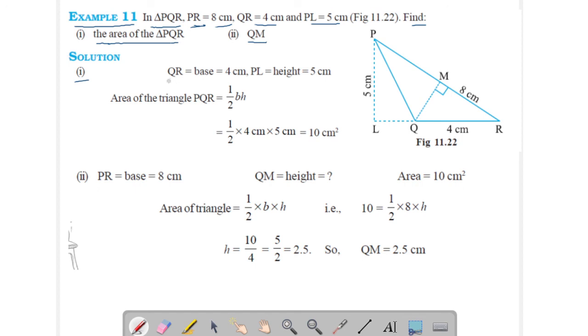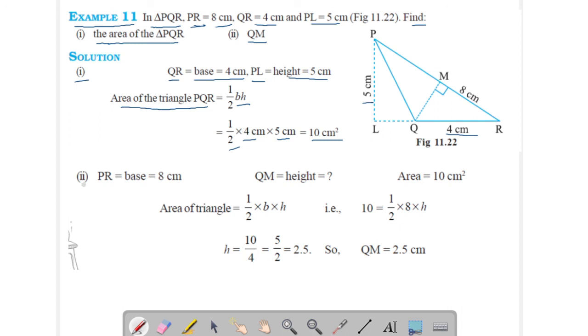What is given to you? QR, that is the base. It is 4 centimeter. PL is the height and it is given to you, 5 centimeter. Therefore, the area of triangle PQR is given by half base into height. Now put its values. You will get 1 upon 2 into base 4 centimeter, height 5 centimeter. Now solve this. You will get 10 centimeters square. Therefore, area of triangle PQR equal to 10 centimeters square.